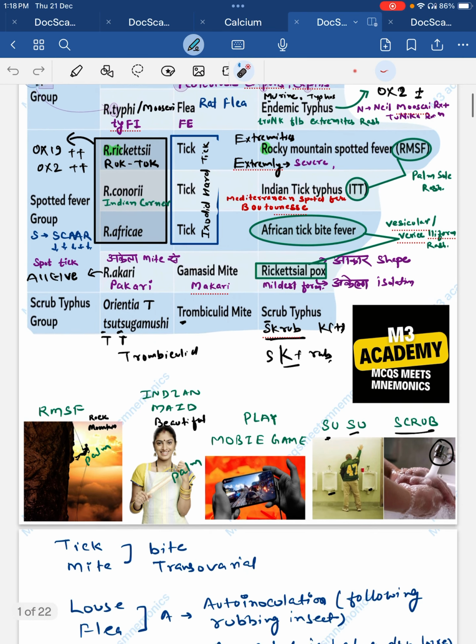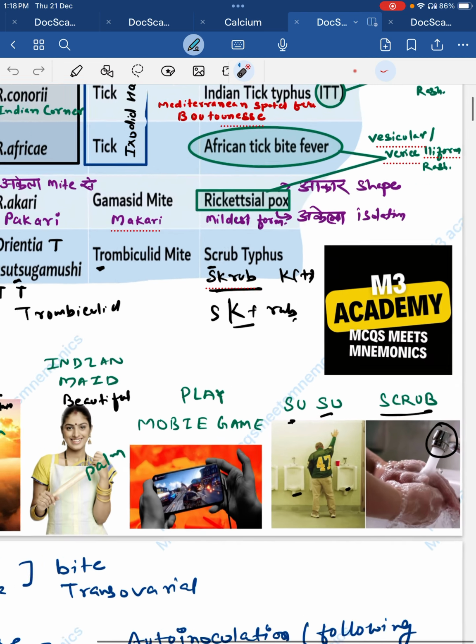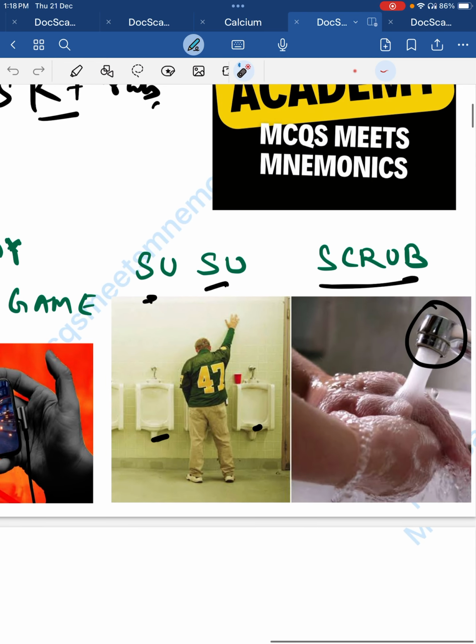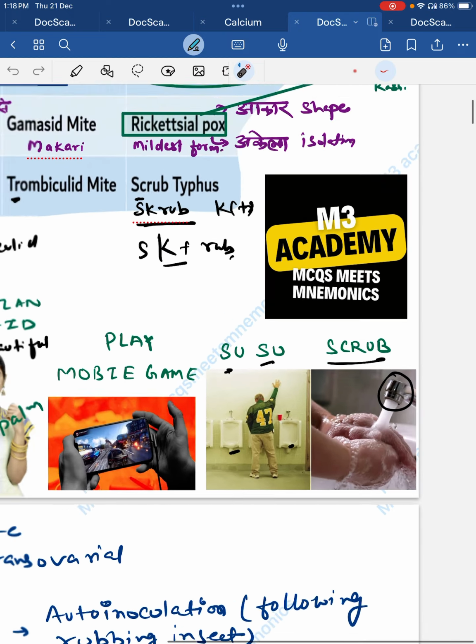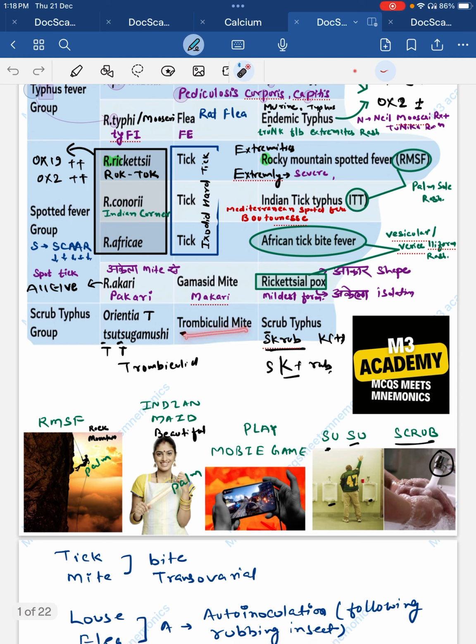Now let us talk about scrub typhus. Scrub typhus is spread by Orientia tsutsugamushi and the trombiculid mite. So how can we remember? See this picture. After susu, you are doing hand scrub. Susu means tsutsugamushi, and scrub means scrub typhus. T for trombiculid mite here.